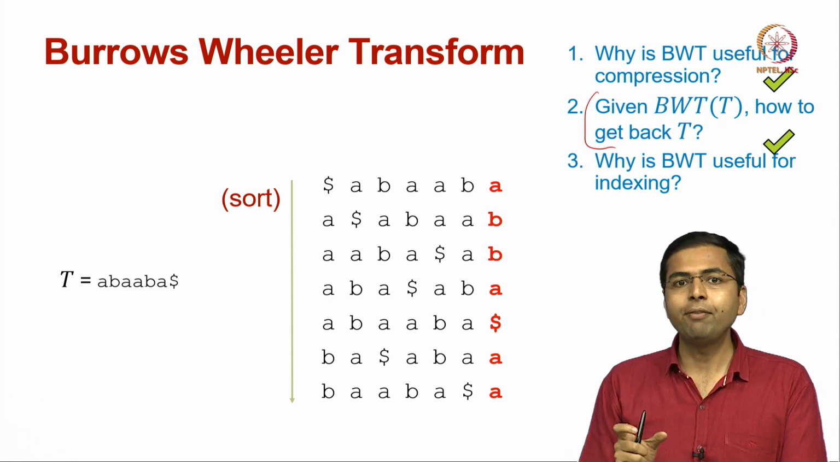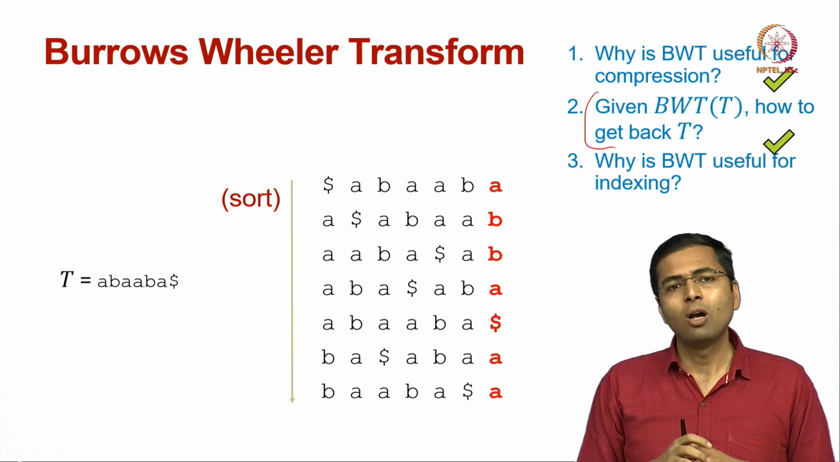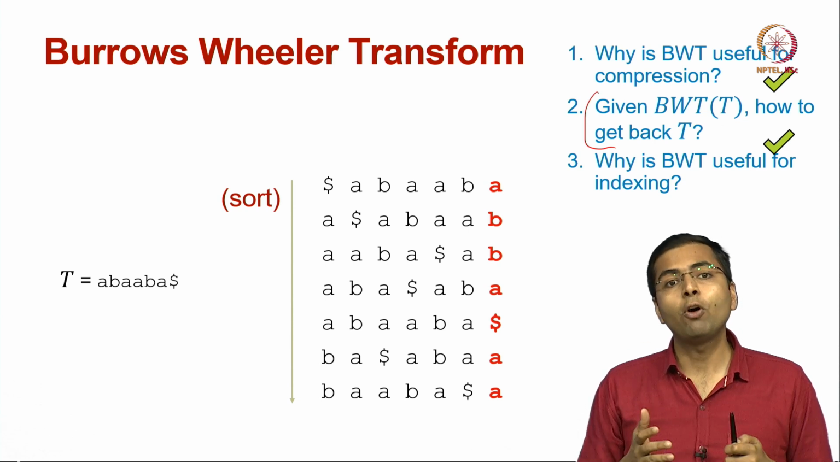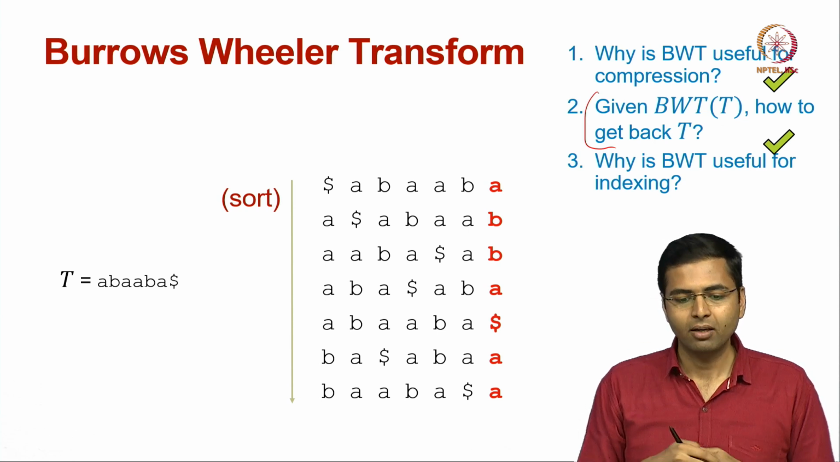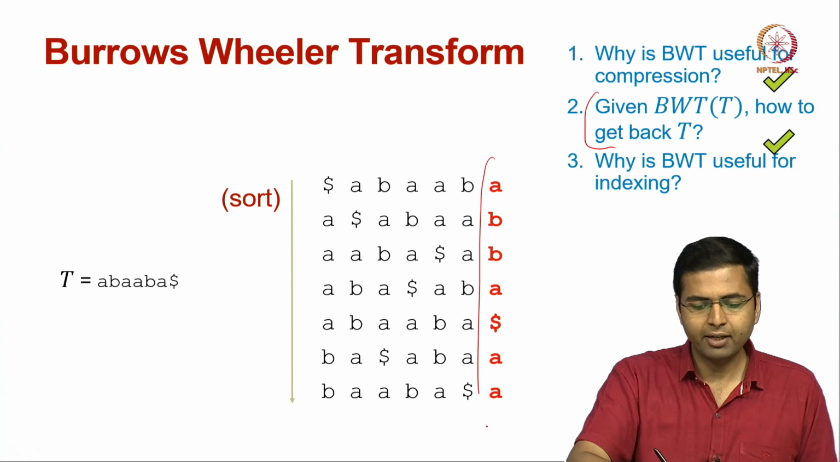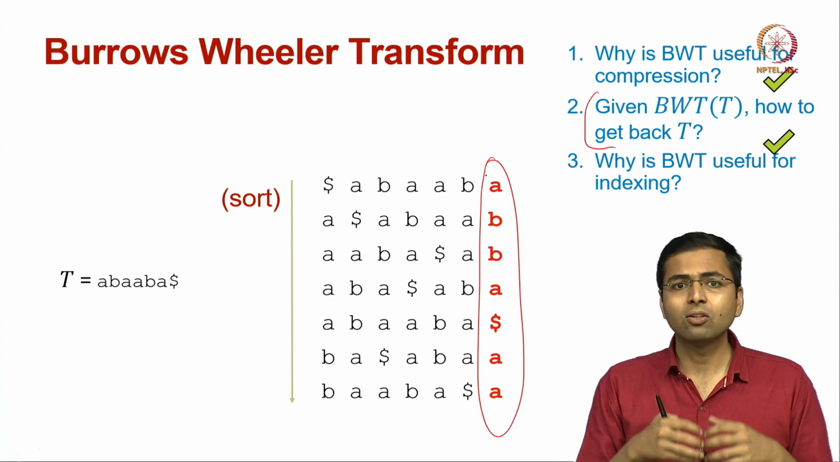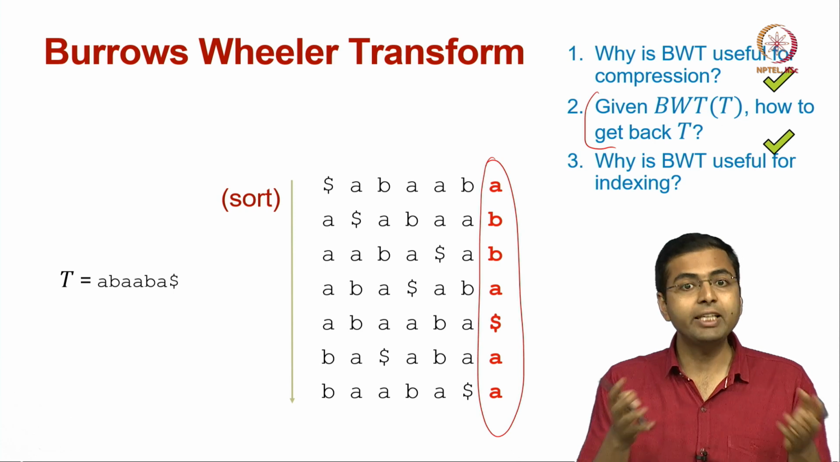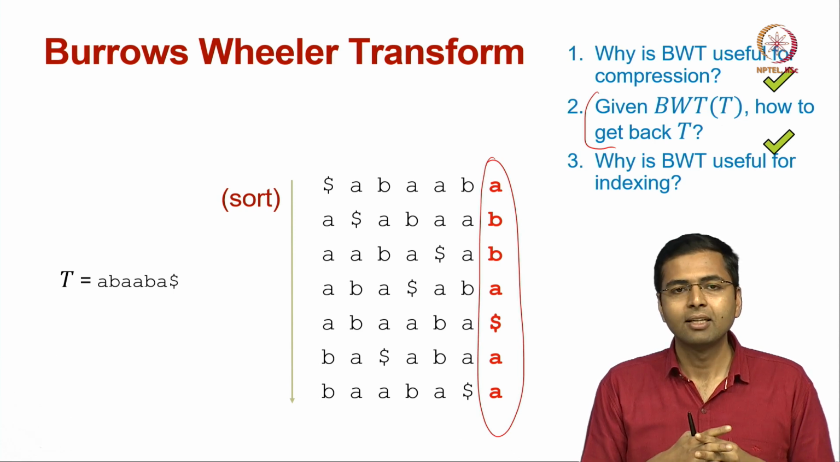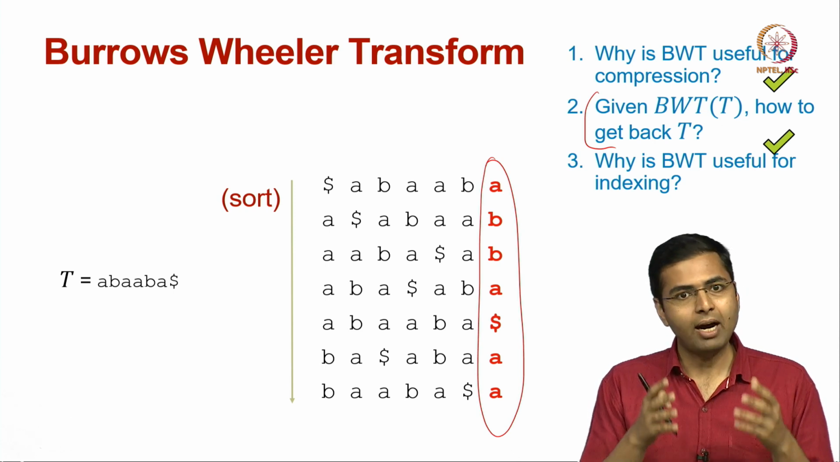The final question that we have to answer now is, how is this compression technique useful for pattern matching? Because all you have access to is the Burrows Wheeler transform, how can this Burrows Wheeler transform support the functionalities of suffix trees or suffix arrays? That will be the topic of the next lecture.